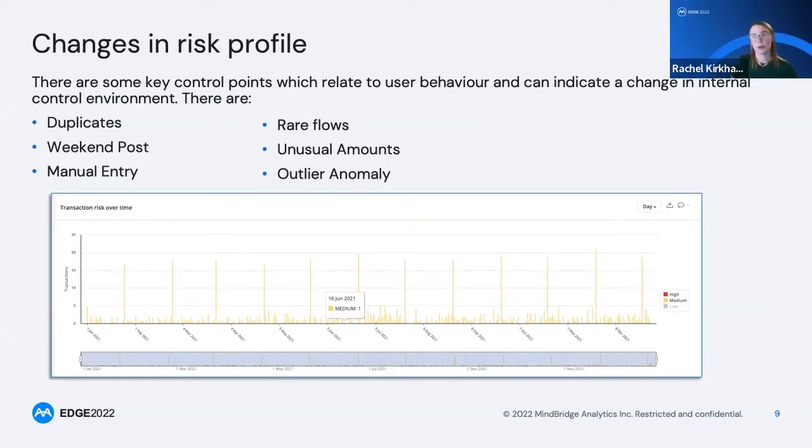You can also compare changes in risk profile. So we have some control points at Mindbridge, which are tied to behavioural aspects of people posting into the ledger. So, for example, weekend posts. If we think about people posting on a weekend, that might be normal business activity, it might not. It would depend upon the business in question. But if it's not normal business activity and there were very few weekend posts in the prior period, and then you have a change in the current period and there's actually a big increase in weekend postings, well, what does that mean?